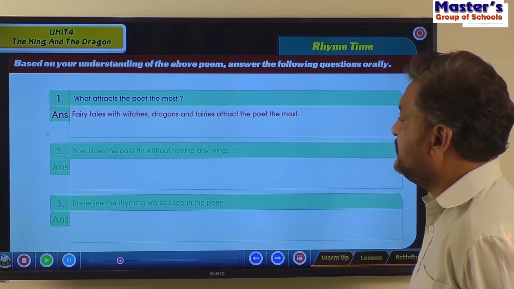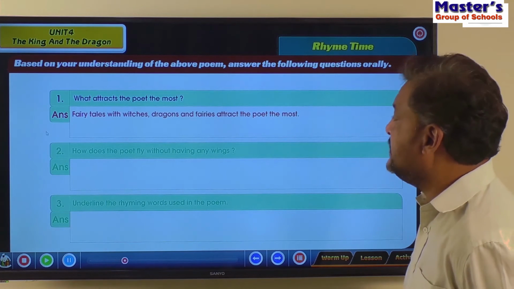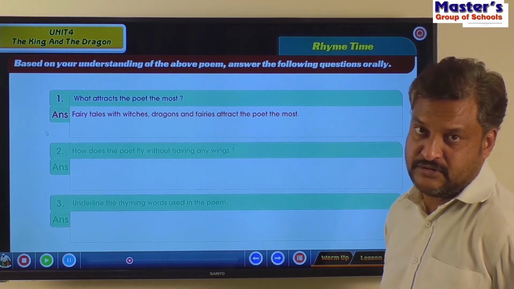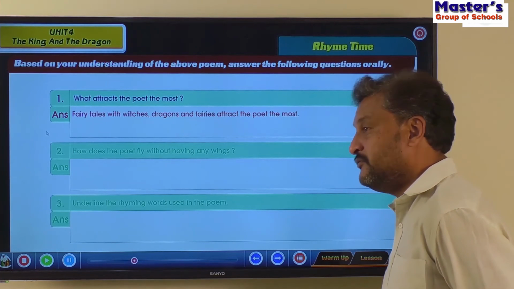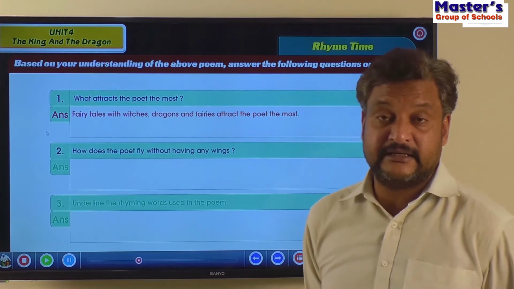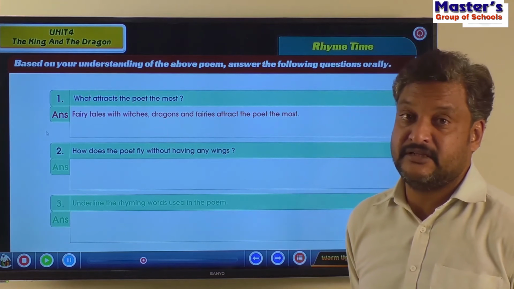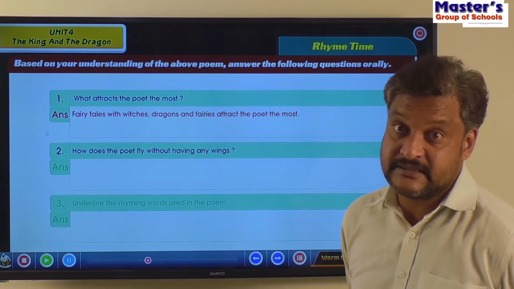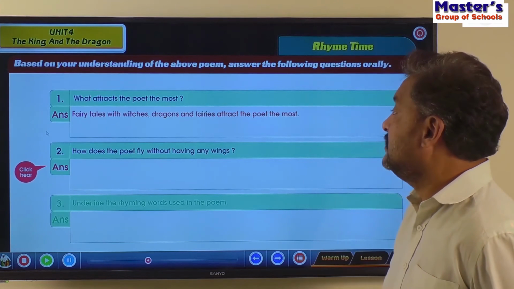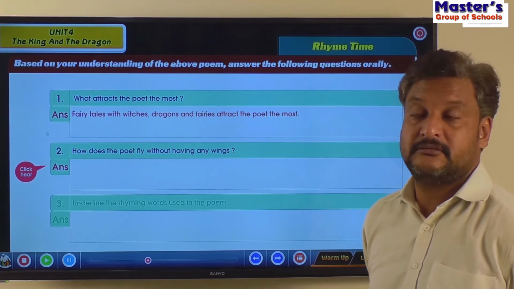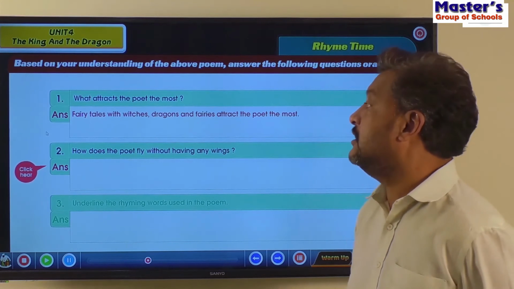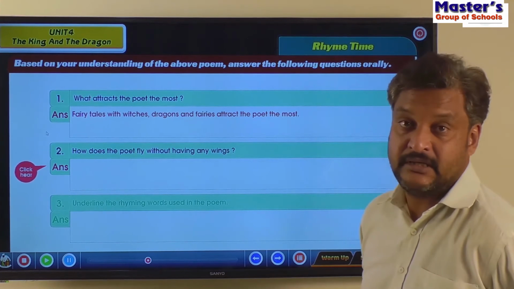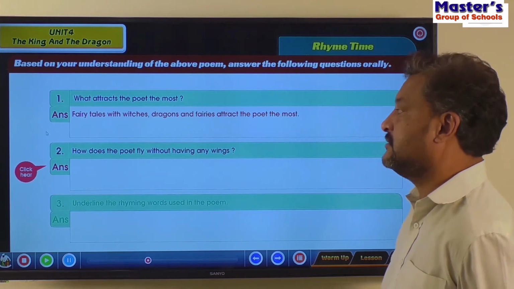Fairy tales with the witches, the dragons, and the fairies attracted the poet the most. So, fairy tales, which are about the witches as a character. Dragons are there just as we have seen in the poem, the basic lesson point, right? Then fairies will be there. That is what the poet likes the most, right?